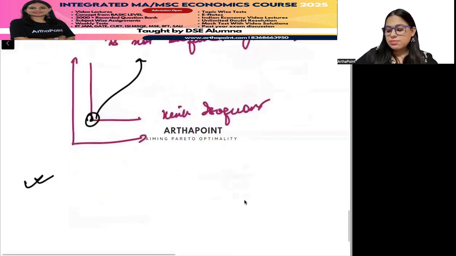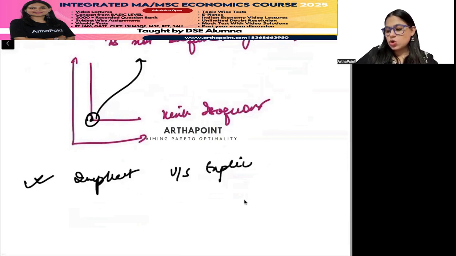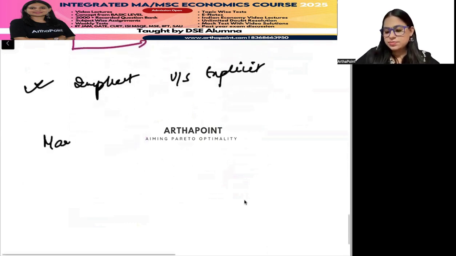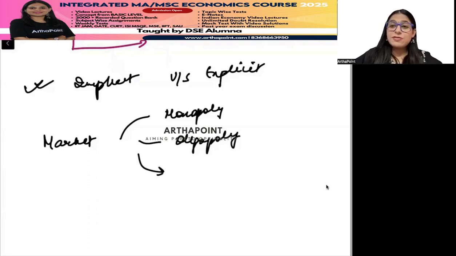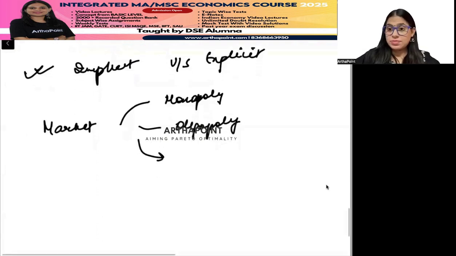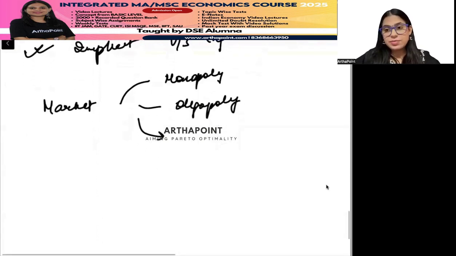Then you need to be very aware about the difference between implicit versus explicit cost function. ये बात जाननी आपको जरूरी है. Then all market forms, चाहे monopoly हो, oligopoly हो, है ना? Whether you have a discriminating monopolist, first degree, second degree, third degree, ये बहुत, it's a very, I can say favorite question of Jamia, that they will ask you on price discrimination. तो इसको अच्छे से हमें समझना है.